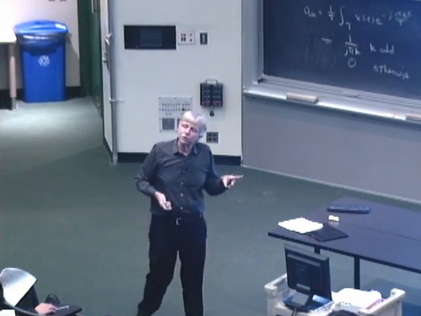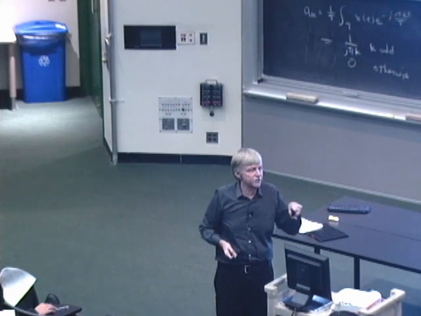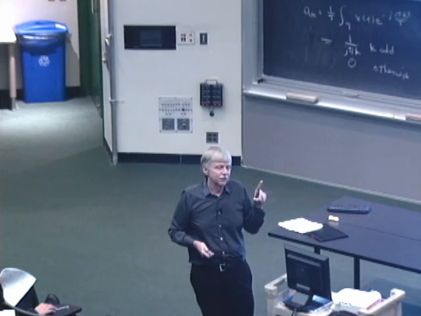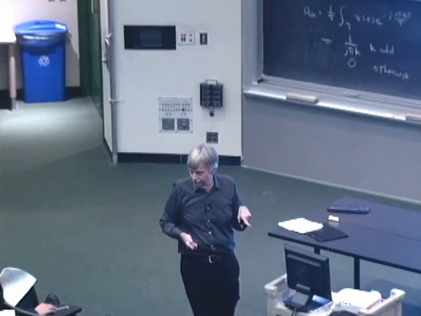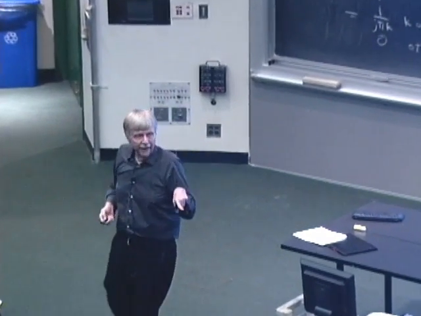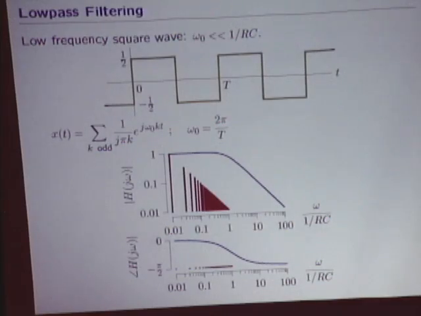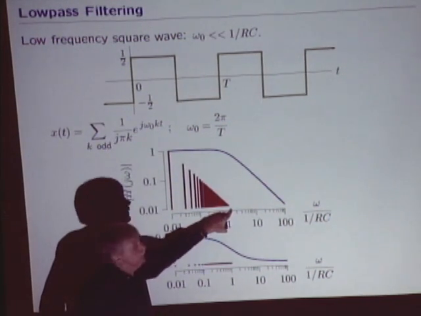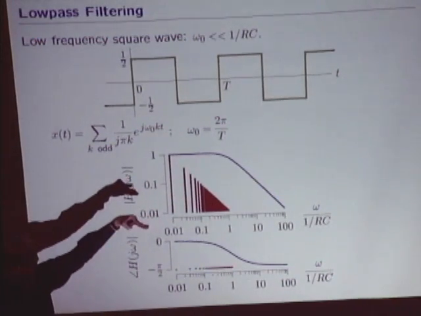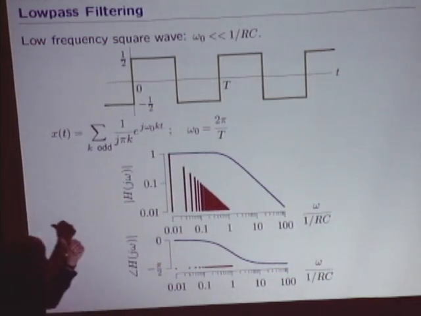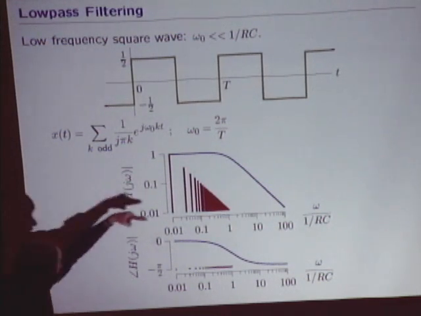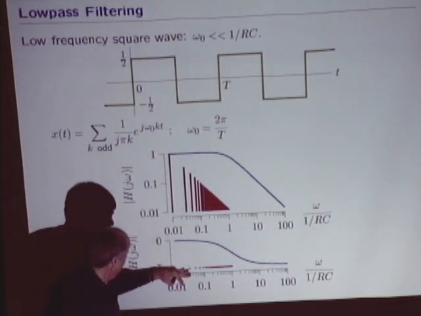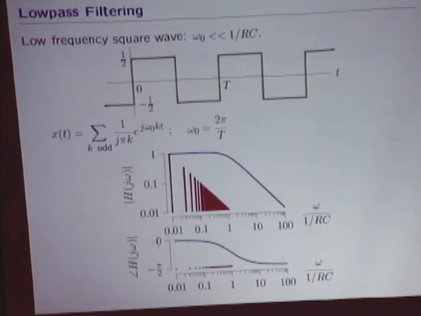Now, if you were to choose the base frequency for the square wave, omega naught equals 2 pi over capital T, to be small compared to the cutoff frequency for the low-pass filter, what would be the effect on these amplitudes? Well, the magnitude is 1. So if you go to arbitrarily low frequencies, the magnitude is arbitrarily close to 1. The phase is arbitrarily close to pi over 2. What would happen?